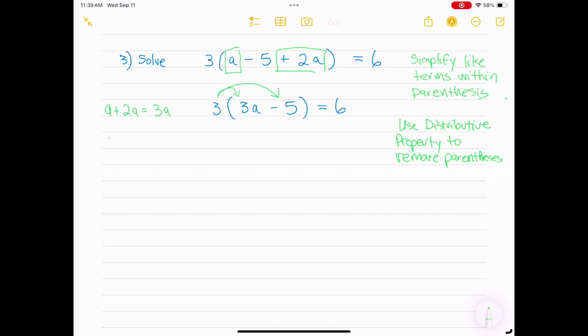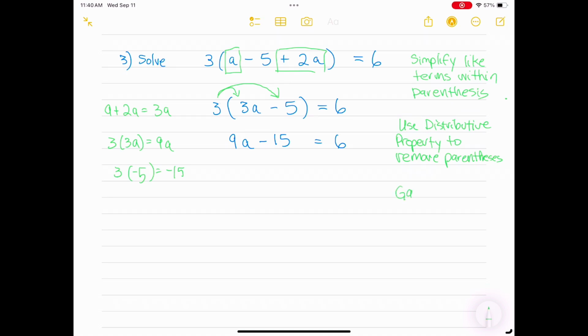The first multiplication is 3 times 3a, which equals 9a. And then we have 3 times negative 5, which equals negative 15. We write 9a minus 15, and we remove the parenthesis. Equals 6. We bring down the rest of the equation.